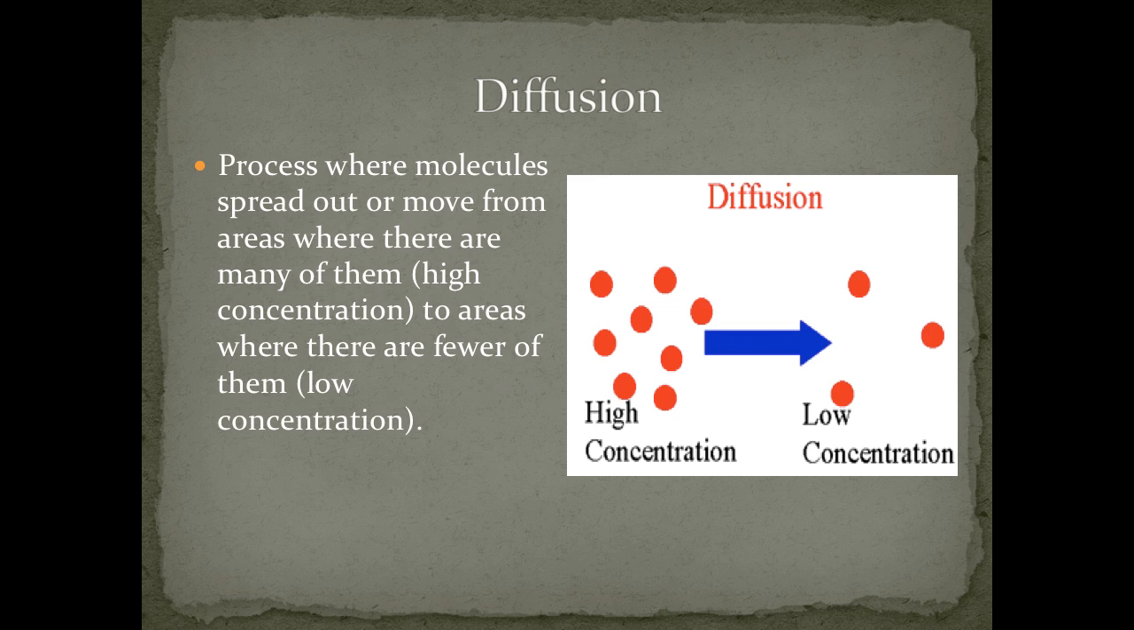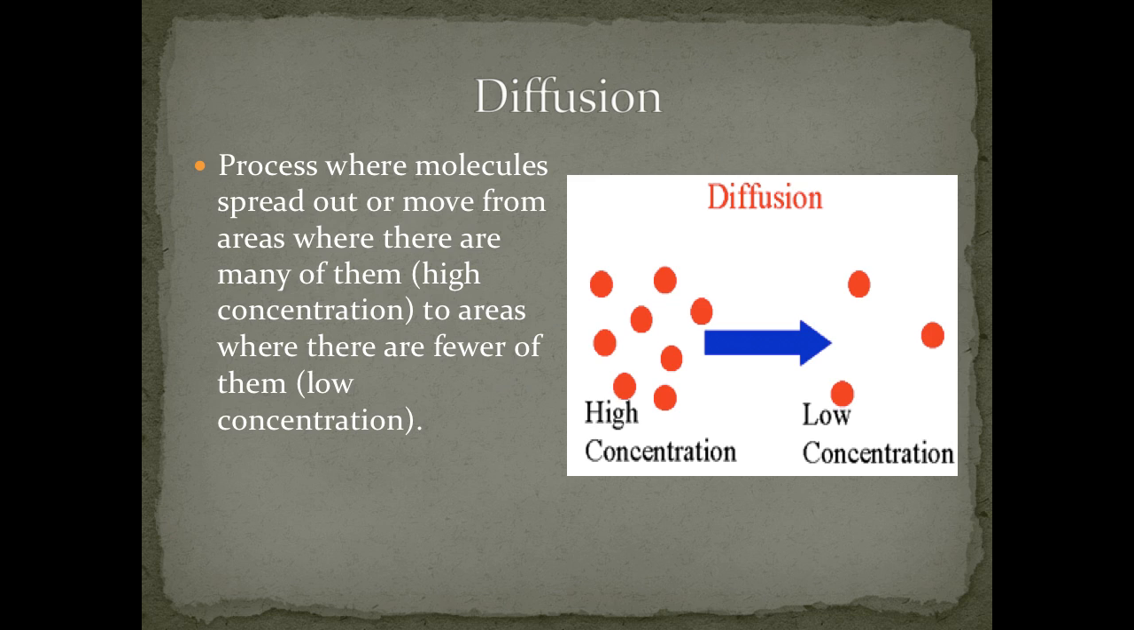Diffusion. Diffusion is the process where molecules spread out or move from areas where there are many of them, which is considered a high concentration, toward areas where there are fewer of them, which is lower concentration. This is a little diagram, as you can see, of what a high concentration is, where there are a lot of particles. Whereas with low concentration, there are fewer and they're more spread out.